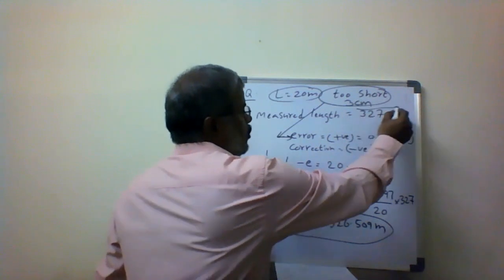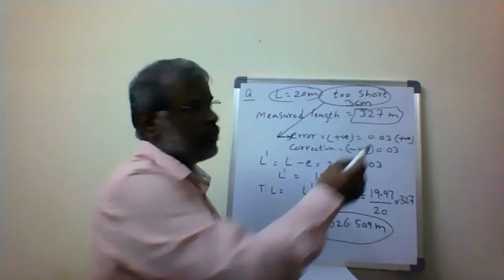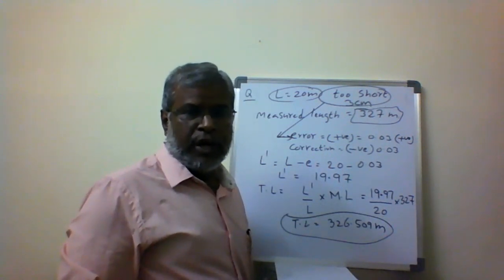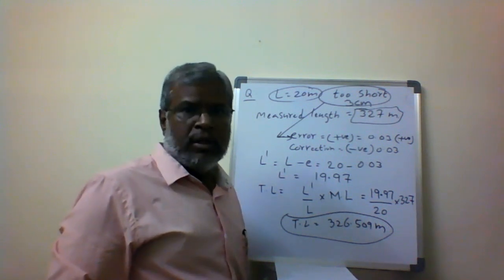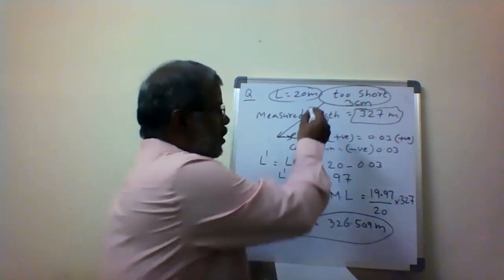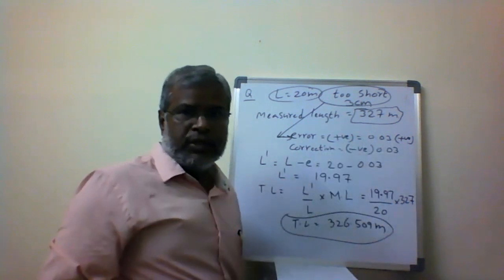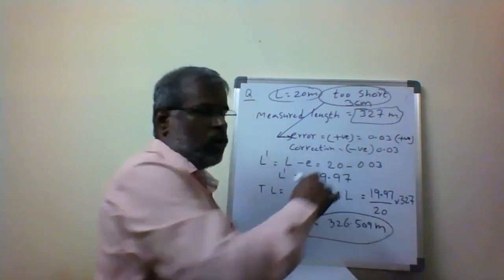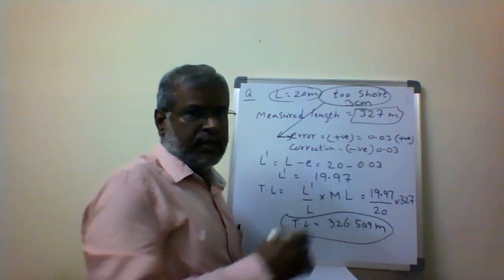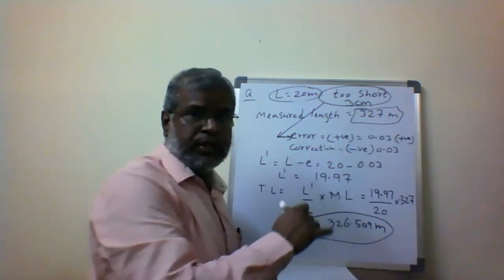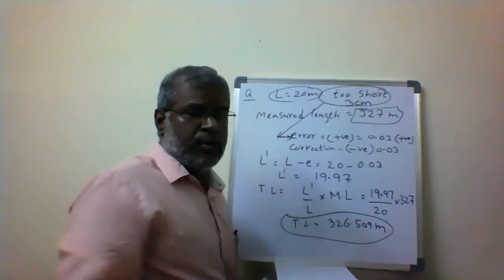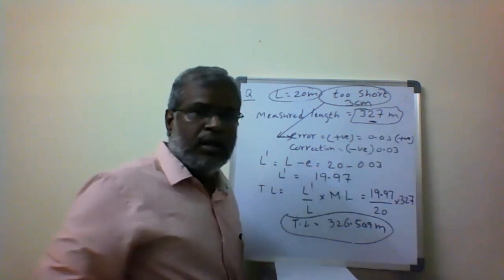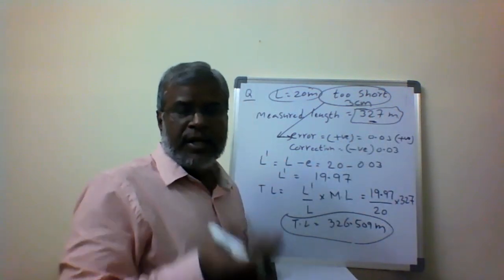So instead of 327 meters, I have to get 326.509 meters. After measurement, the chain is found to be too short by 3 centimeters. So the error is positive 0.03, and the correction is negative 0.03. The corrected length L dash equals L minus E, which is 20 minus 0.03, 19.97. From this, I calculate the true length as 326.509 meters instead of 327 meters, because the chain is too short. Earlier, it was too long.